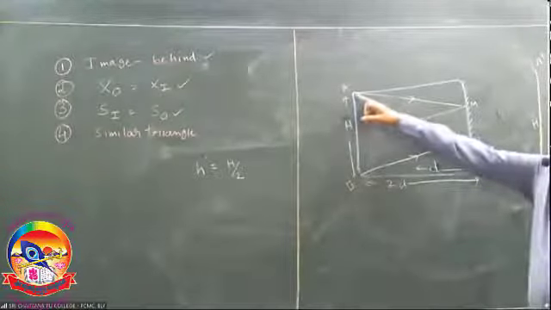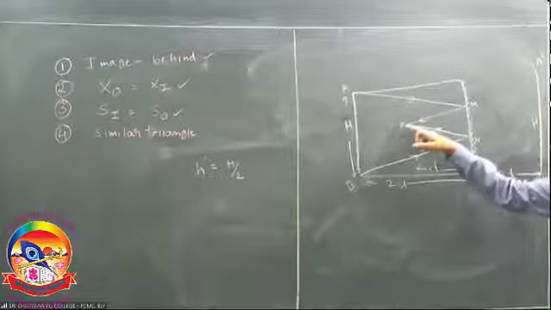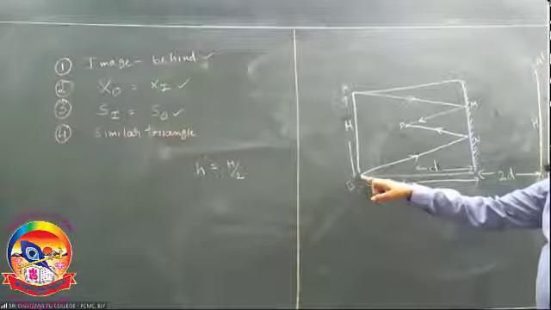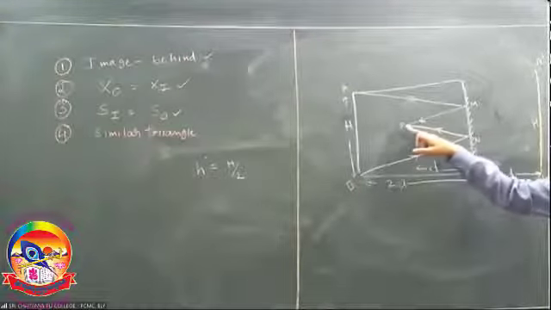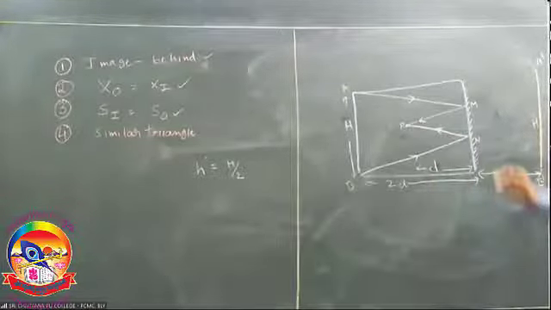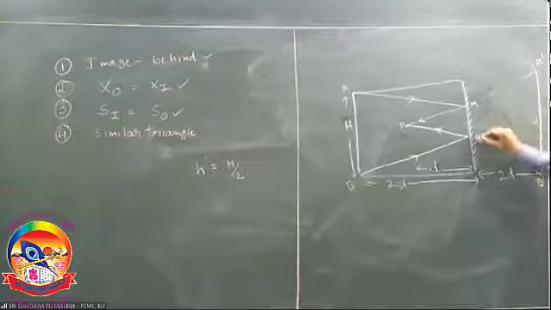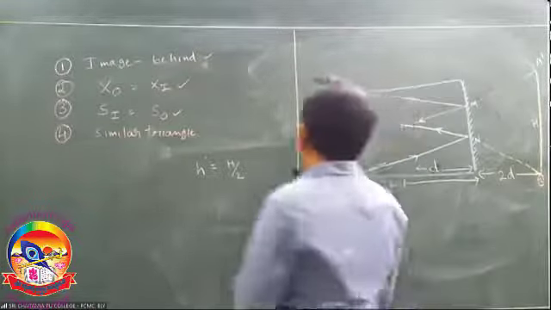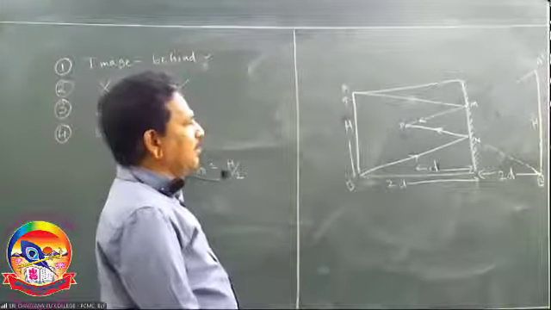Then one light ray from one end of the object falls on the mirror and reaches the eyes of the person. A second light ray from the other end falls on the mirror and reaches the person. Extend the reflected rays to form the image. Now, similar triangles concept.